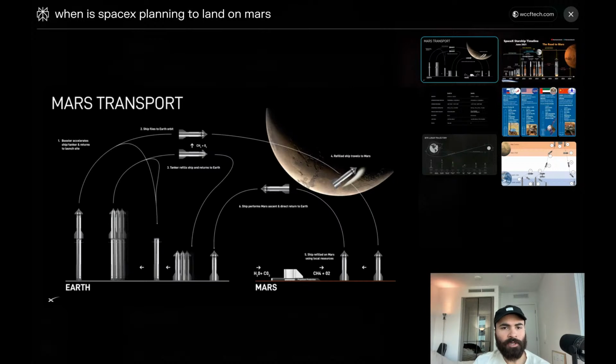Tanker refills ship and returns to Earth. I don't understand these. Okay, so this booster tanker, right? Separation, stage 2 is separated over here.